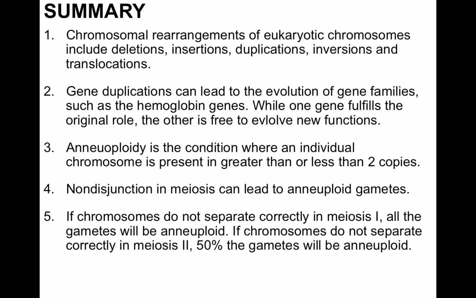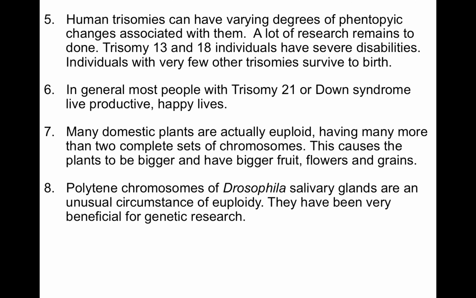Nondisjunction in meiosis can lead to aneuploid gametes. If chromosomes don't separate correctly at meiosis 1, all the gametes will be aneuploid. If the nondisjunction occurs during meiosis 2, 50% of the gametes will be aneuploid. Human trisomies can have varying degrees of phenotypic changes associated with them. A lot of research needs to be done. Trisomy 13 and 18 individuals have severe disabilities. Individuals with very few other trisomies survive to birth.